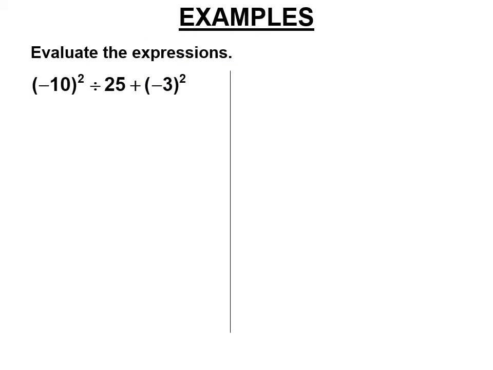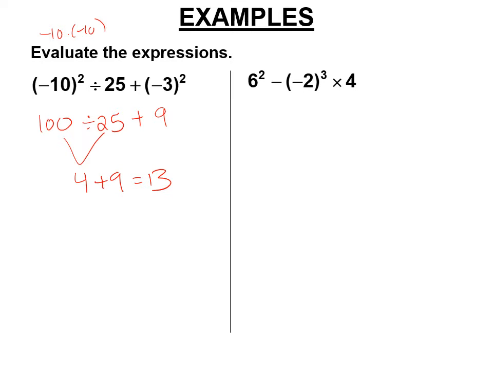All right, so we have negative 10 squared, which is negative 10 times negative 10, positive 100. We have negative 3 squared, which is negative 3 times negative 3, positive 9. So we have 100 divided by 25 plus 9. Now we have to do our division first. 100 divided by 25 is 4, 4 quarters and a dollar. 4 plus 9 is 13.